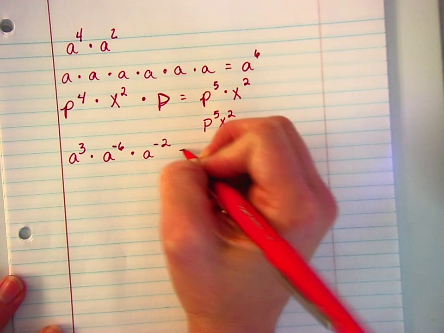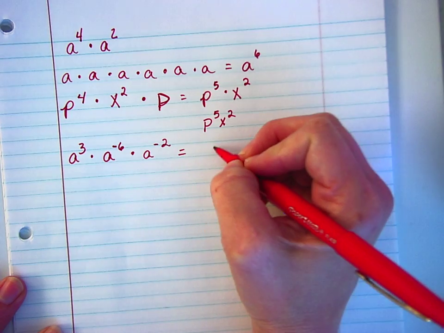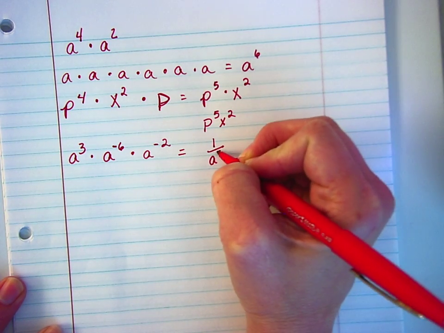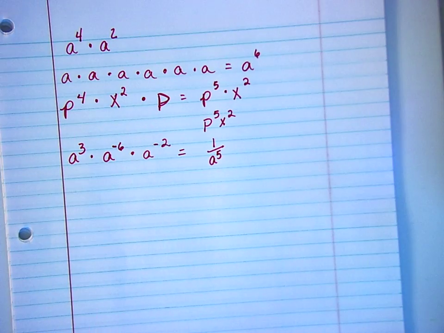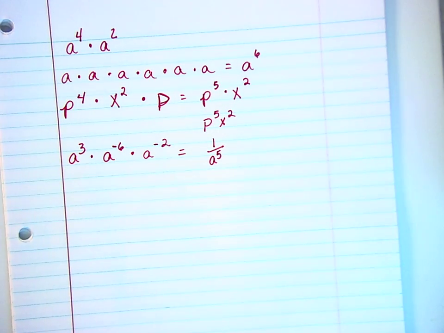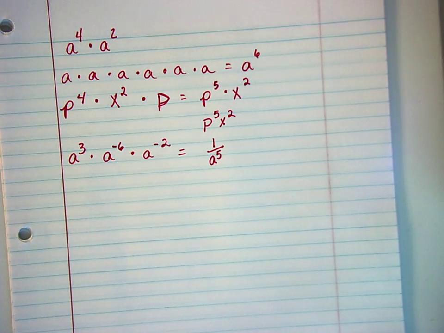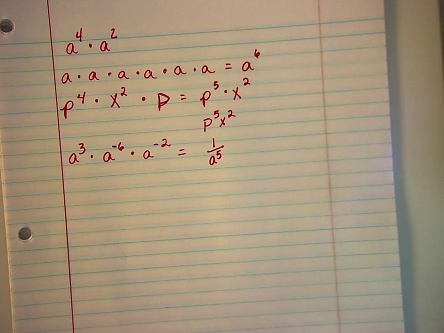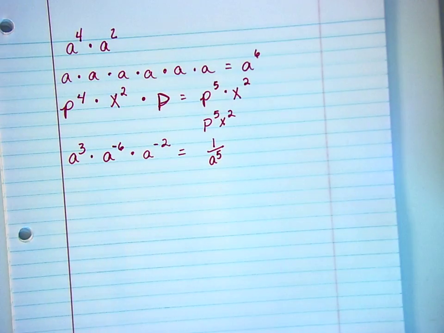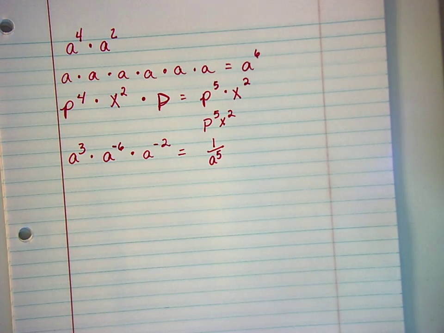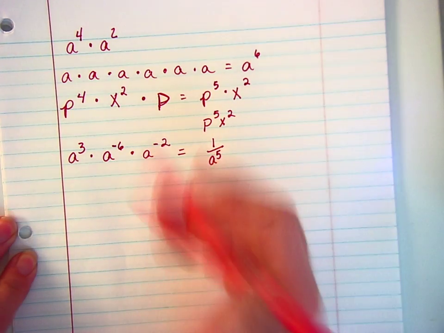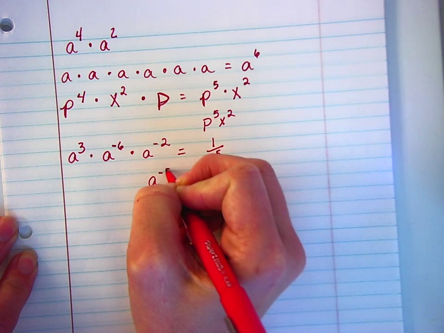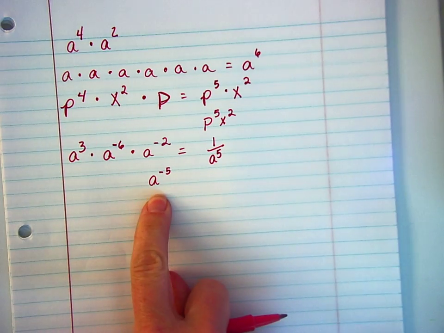So my answer is, very good, 1 over a to the power of 5. So it was a to the power of negative 5, but that negative 5 needs to go to the opposite level, the denominator spot. So we went to negative exponents? So before you did this, it was a to the power of negative 5. You're not allowed to have negative exponents.